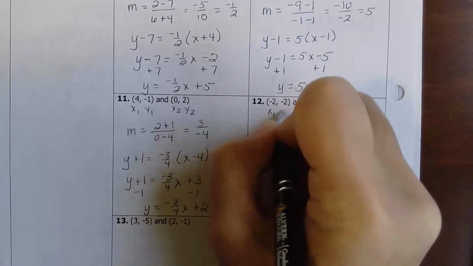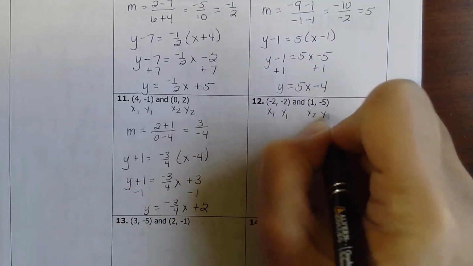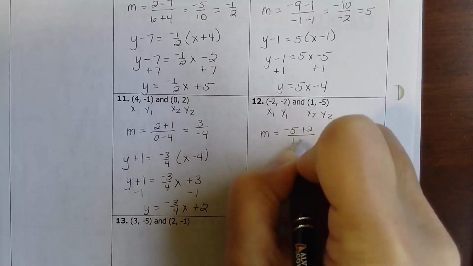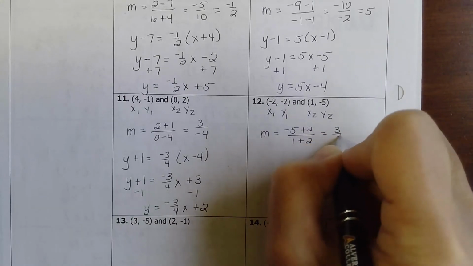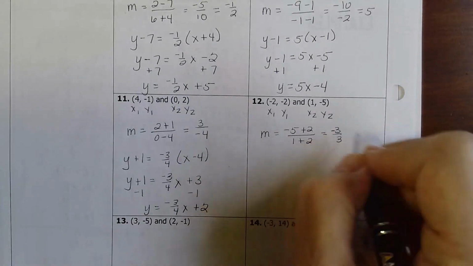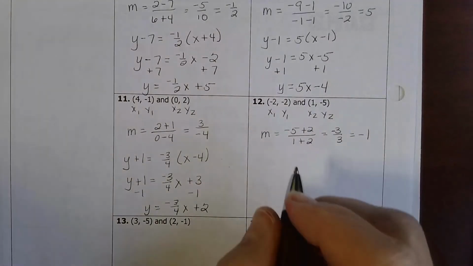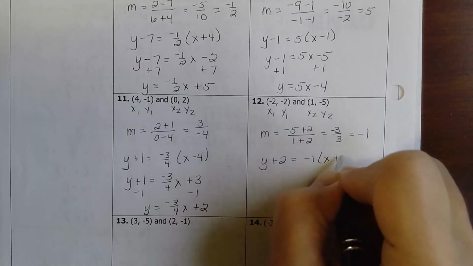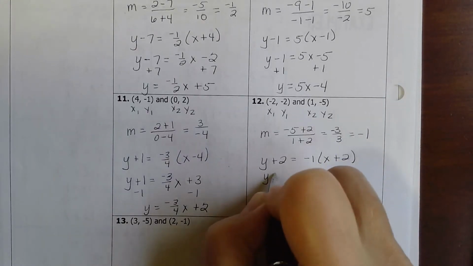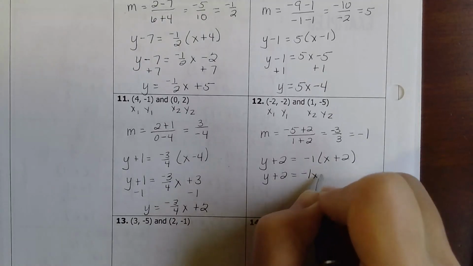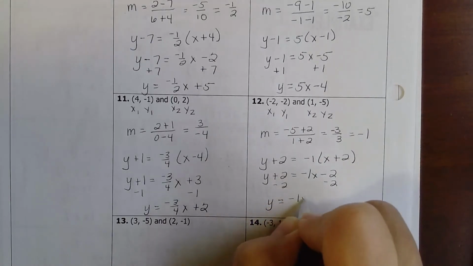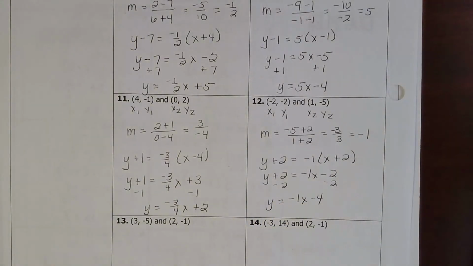All right, x1, y1, x2, y2. Our slope is negative 5 plus 2 over 1 plus 2. So that's 3 over 3. How about negative 3 over 3? So that's going to equal negative 1. Y plus 2 equals negative 1 times x plus 2. So y plus 2 equals negative 1x minus 2. I'm going to subtract 2. So y is going to equal negative 1x minus 4. Nope, you don't need that negative 1 in there. You could just make it negative x. Perfectly fine.